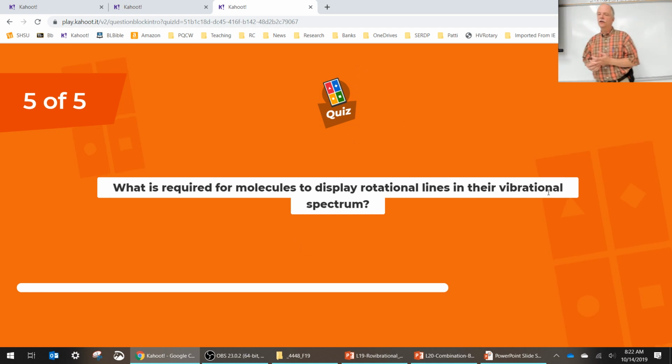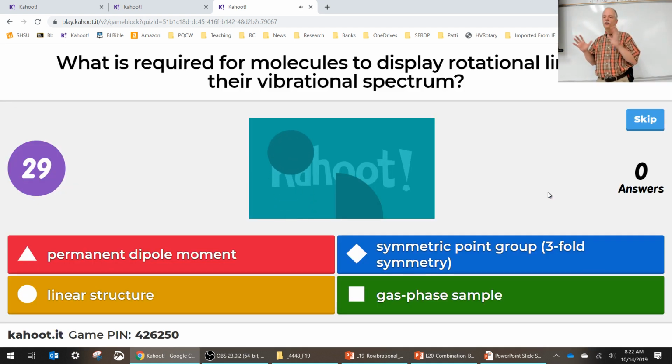Okay, so then let's back up a little bit. What is required for molecules to display rotational lines in their vibrational spectrum? So you've got an FTIR spectrometer. You see rotational lines on top of their vibrational spectrum. You can know something about the situation.